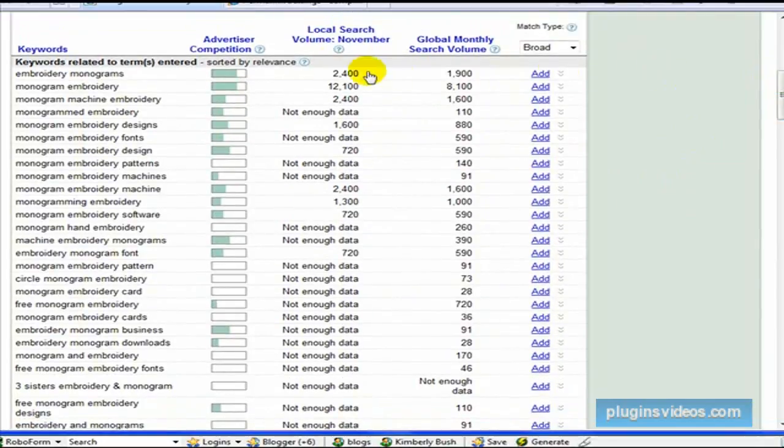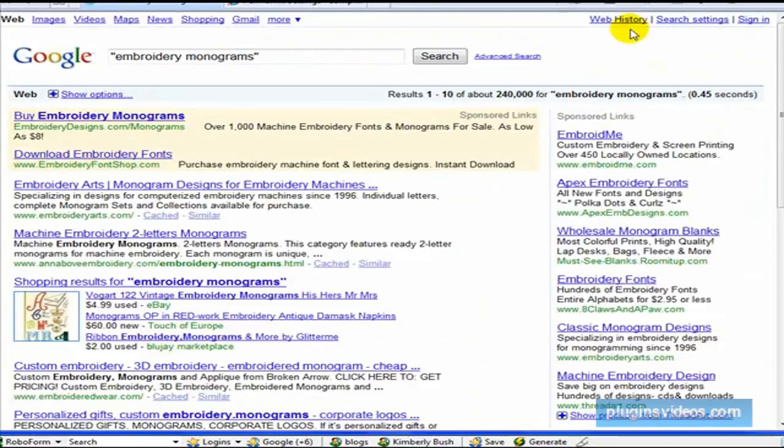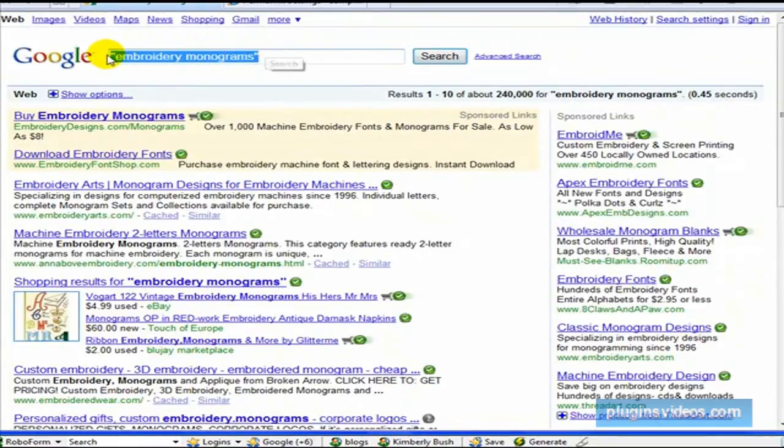So let's start to look at each of these keywords to determine what the competition is like. How difficult would it be to rank for these keywords? Let's say that embroidery monograms is something that I want to go after. I need to get a feel for how difficult it would be to rank for this keyword. So I'm going to take that keyword and put quotes around it: "embroidery monograms". And I'm going to search for it in Google with the quotes around it. What this does is it tells me how many times that exact phrase appears on the internet. And the number is 240,000. Now I'm going to make a note of this.